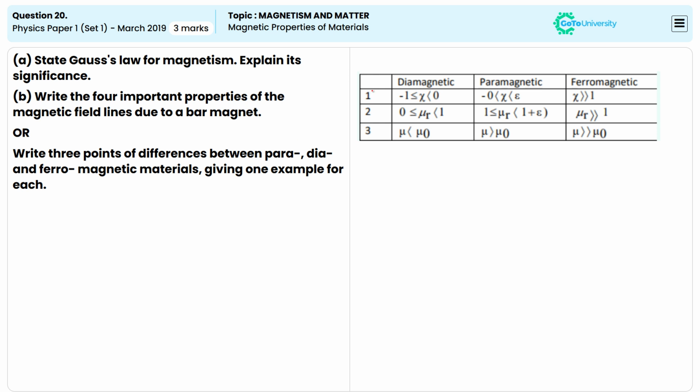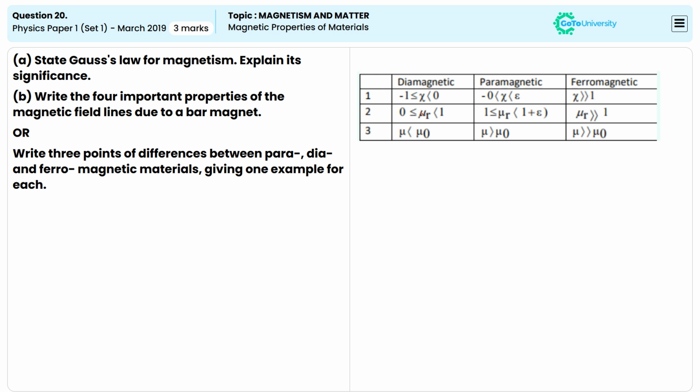For example, for diamagnetic, the chi value is in the range greater than or equal to -1 and less than 0. And the paramagnetic value is greater than 0 and less than epsilon. And the ferromagnetic is greater than or equal to 1.